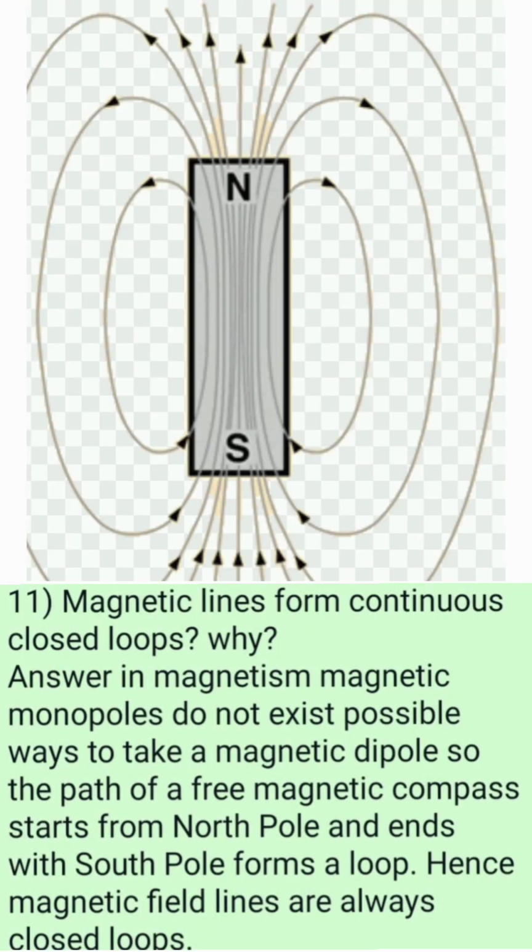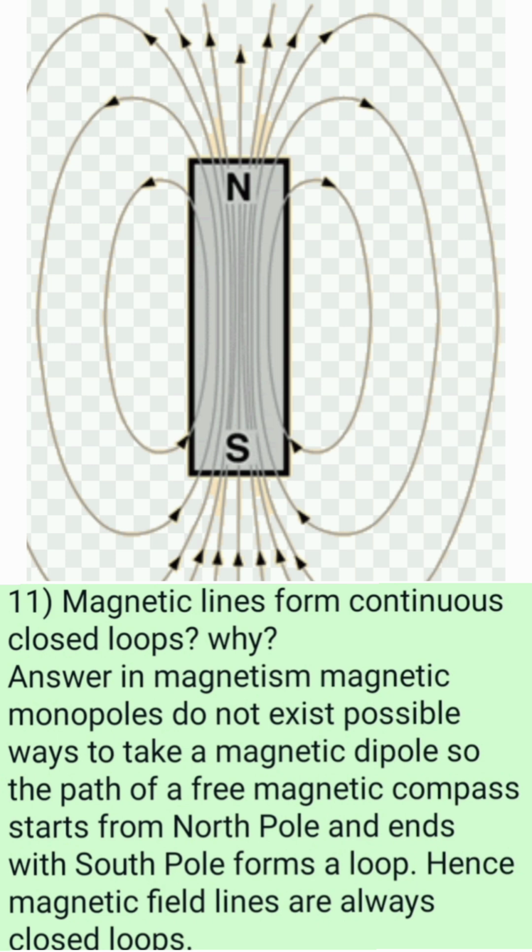11. Magnetic lines form continuous closed loops. Why? Answer: in magnetism, magnetic monopoles do not exist. The only possible way is to take a magnetic dipole, so the path of a free magnetic compass starts from the north pole and ends at the south pole, forming a loop. Hence magnetic field lines are always closed loops.